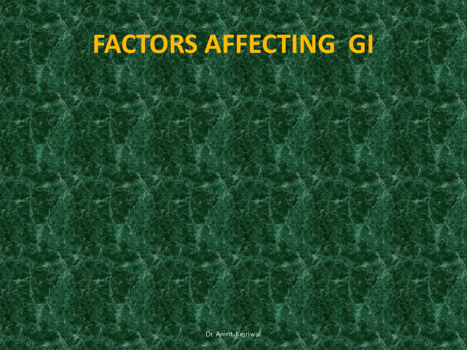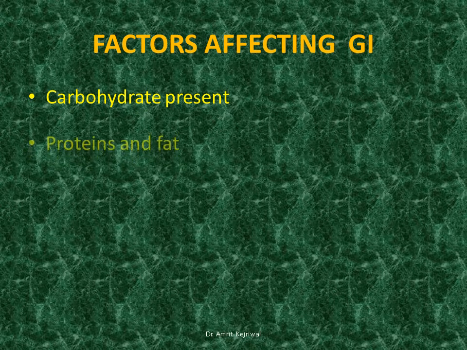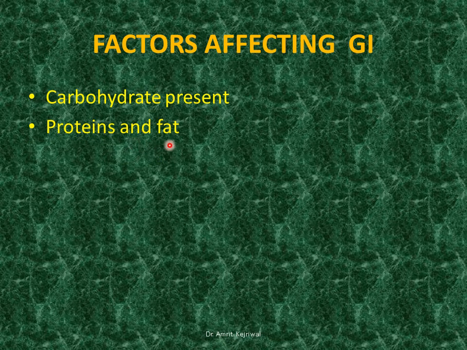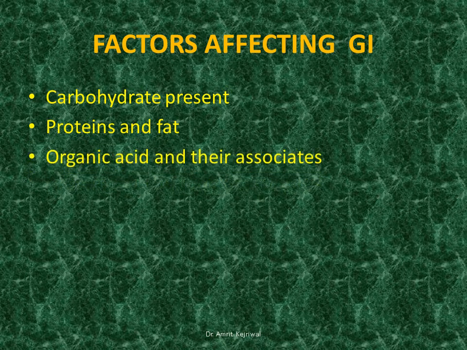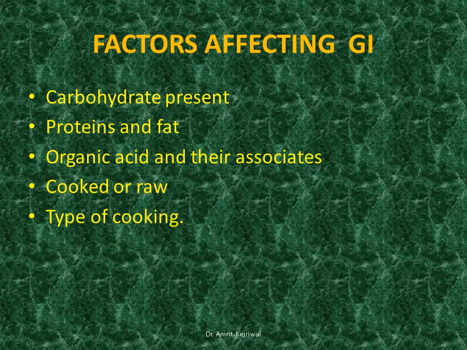The various factors affecting the glycemic index are: presence of carbohydrate, presence of proteins and fat in the food that has been consumed, organic acids and their associated compounds, whether the food is cooked or raw, and the type of cooking.